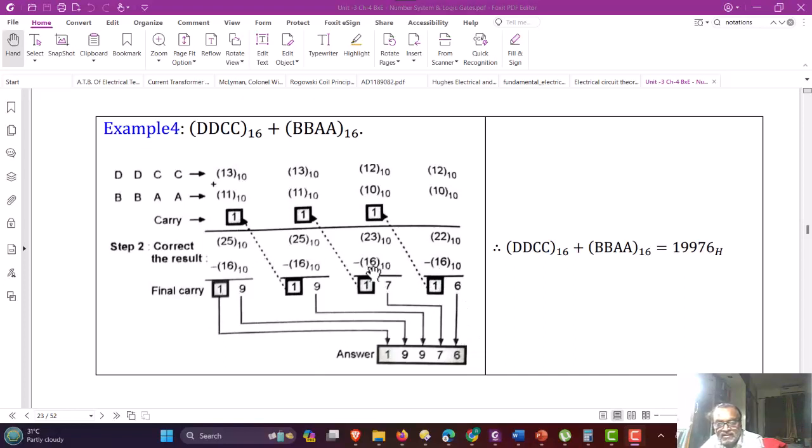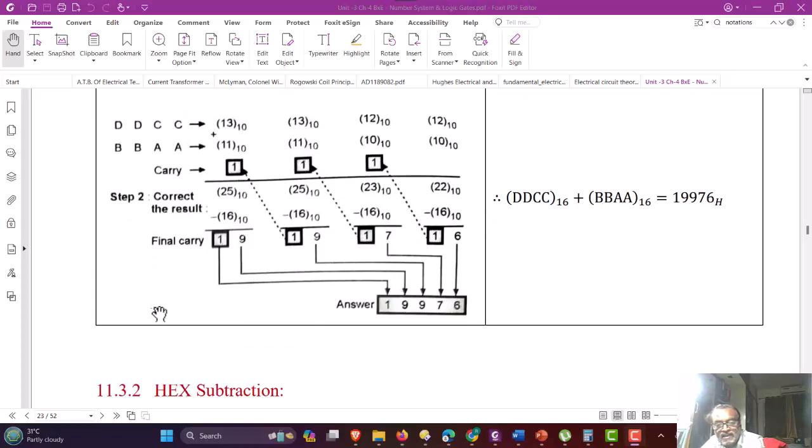So here in this second column, the first column generates the carry: 12 plus this 10 plus 1, total 23, and 23 is greater than 16, therefore we have to subtract 16 from it. 23 minus 16 is 7, a carry has to be generated, and that carry is to be considered in the next column. Likewise you have to continue and then write the number with the final carry.